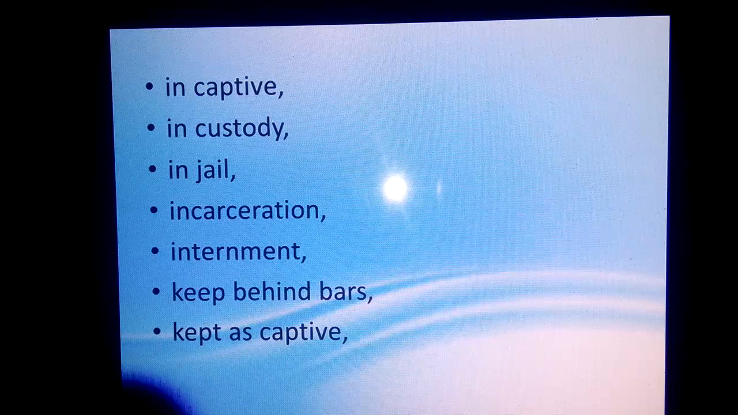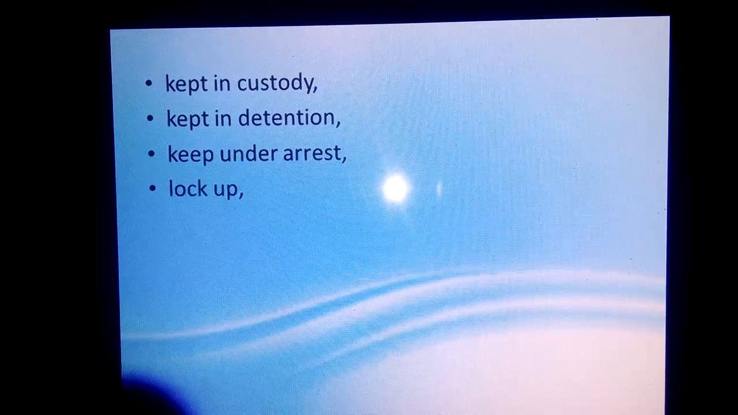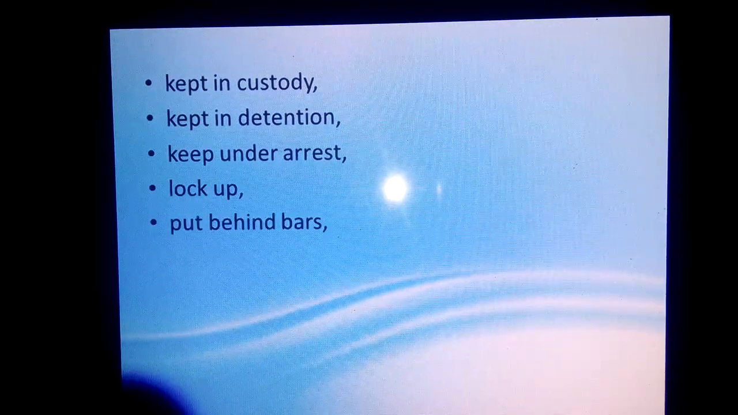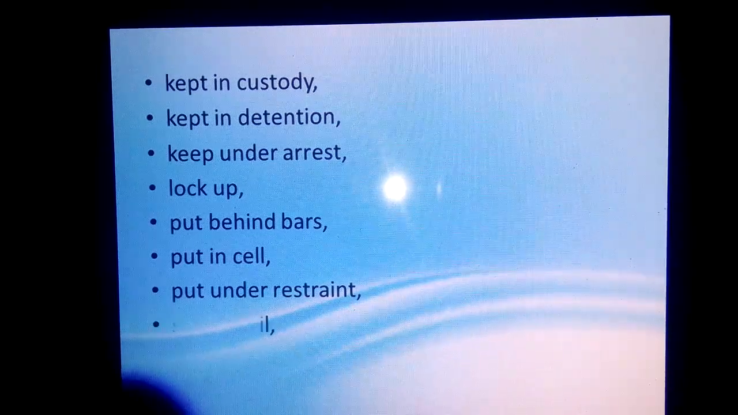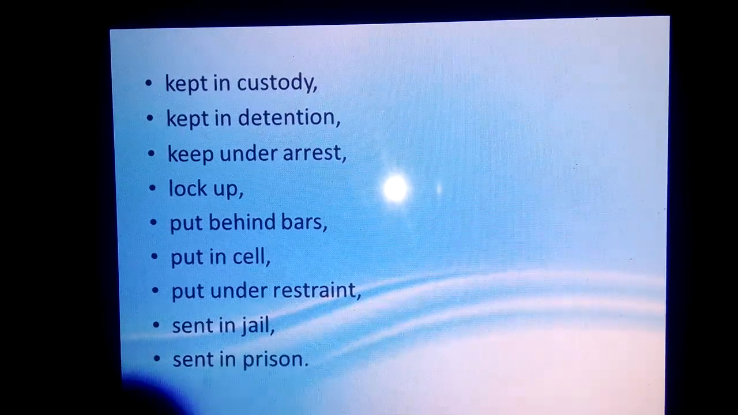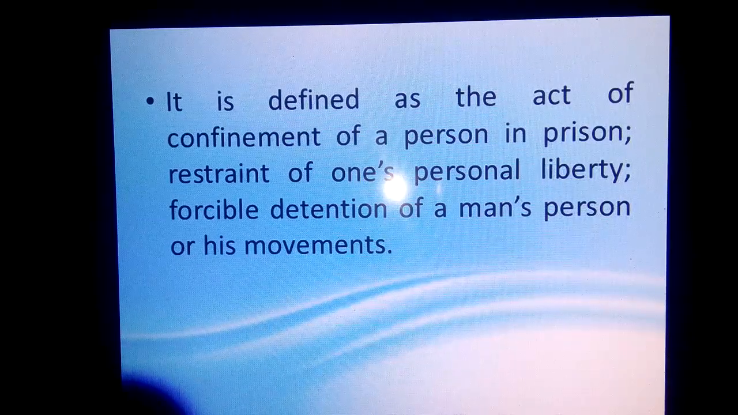Kept as captive, kept in custody, kept in detention, keep under arrest, lock up, put behind bars, put in cell, put under restraint, sent to jail, and many more. So, imprisonment is defined as the act of confinement of a person in prison.